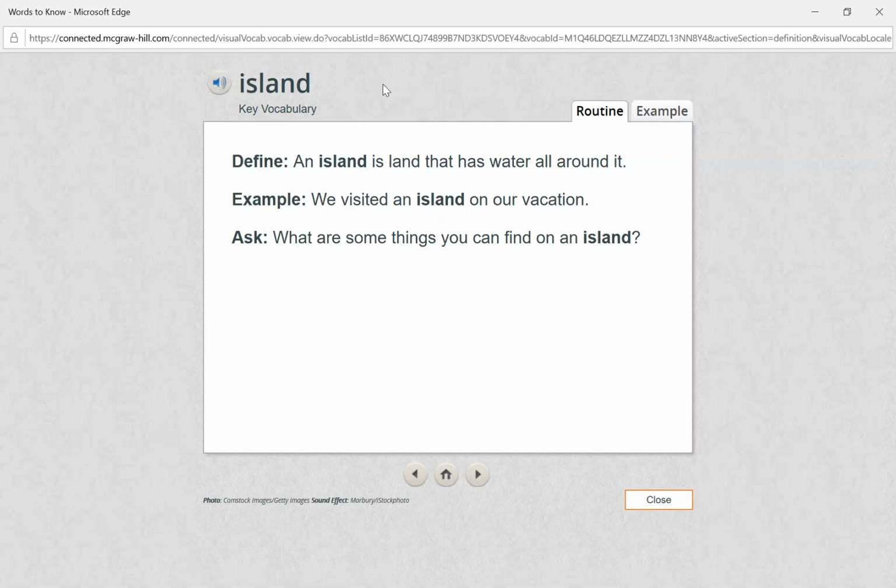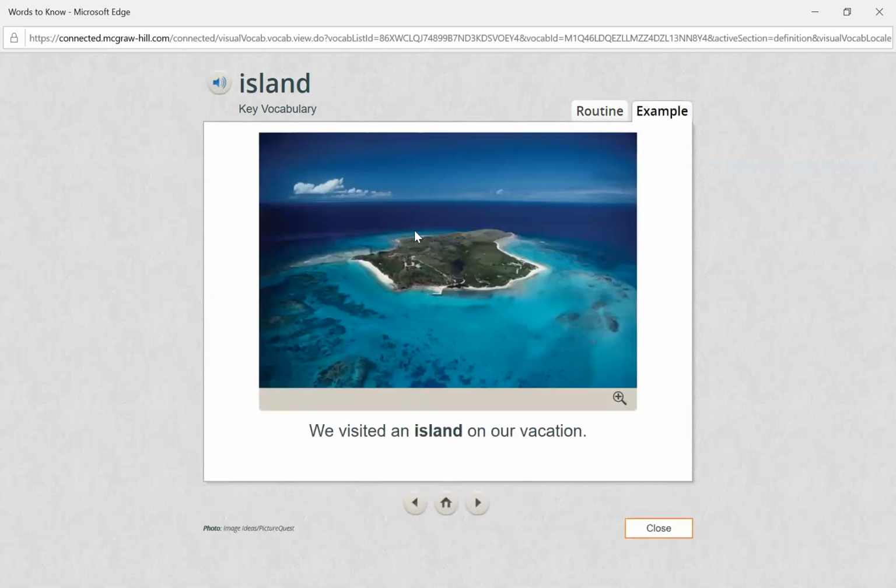I'm thinking about something nice. I could stick my feet in. Oh, it sounds so awesome right now. It's very small and tiny, starts with the S. But I wonder what you think you can find on an island. Let's look at our example.